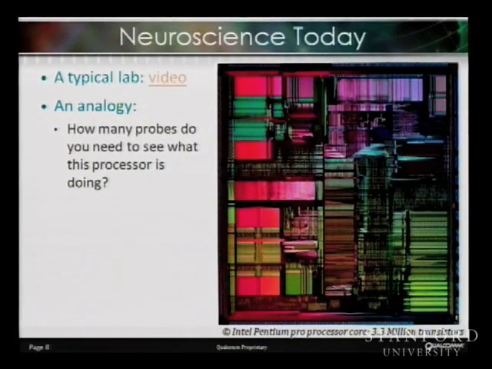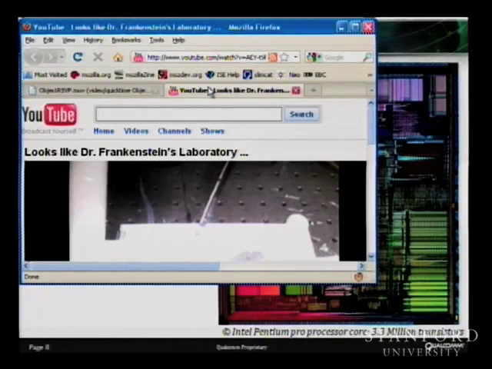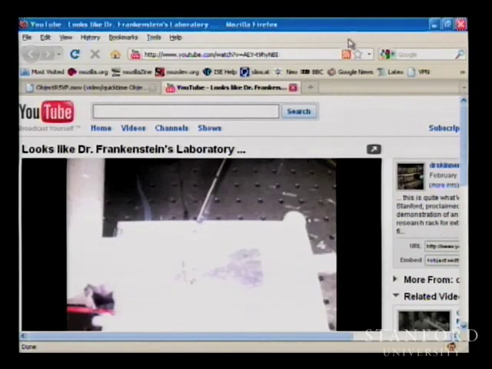So I'm an engineer, so I'm not a neuroscientist. Here's what it looks like in at least some labs.